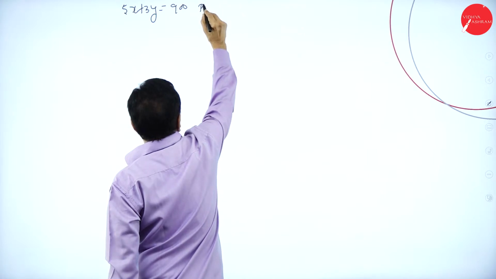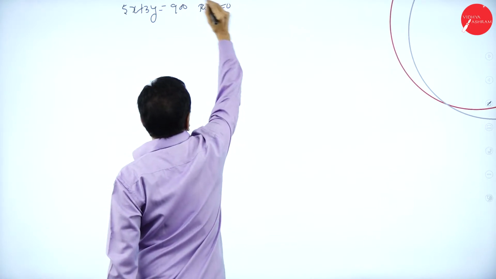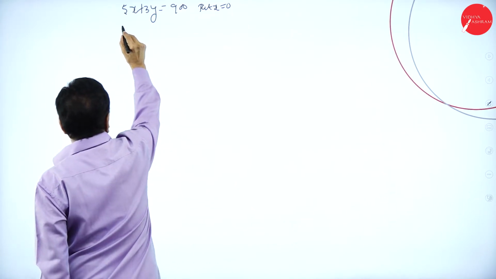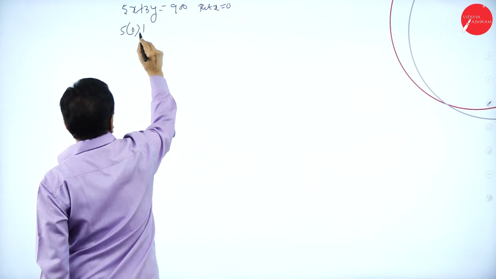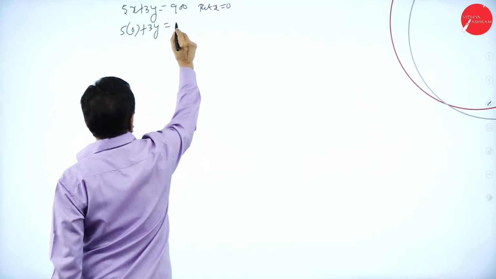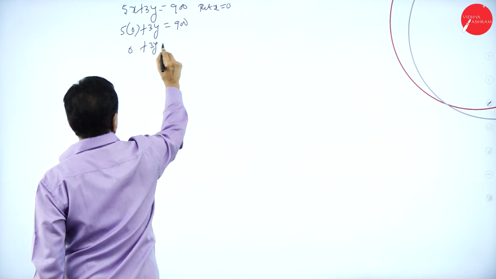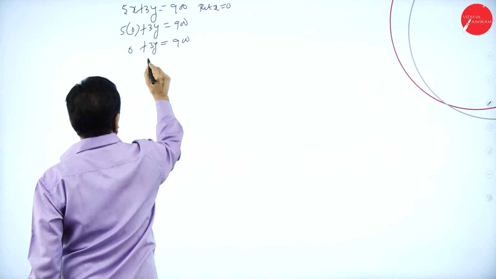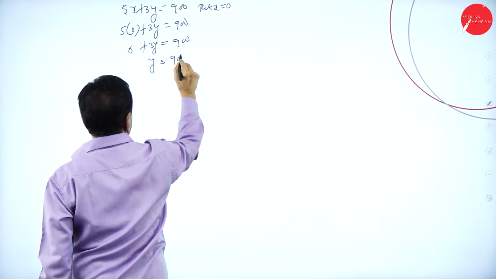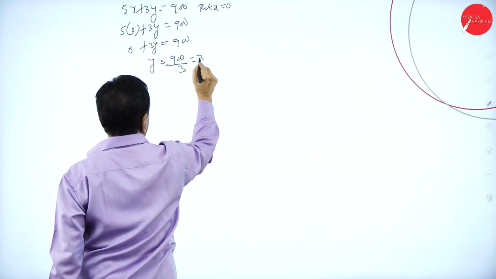Put x is equal to 0. Then 5 into 0 plus 3y is equal to 900. This is 0, plus 3y is equal to 900. Y is equal to 900 divided by 3, which is 300.